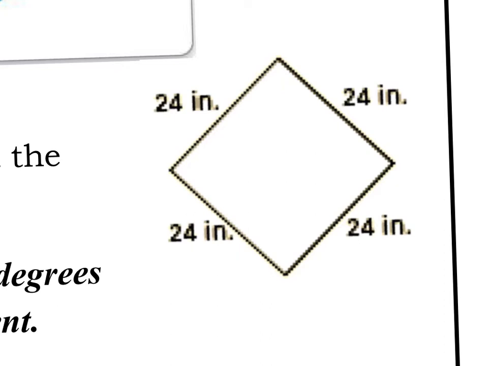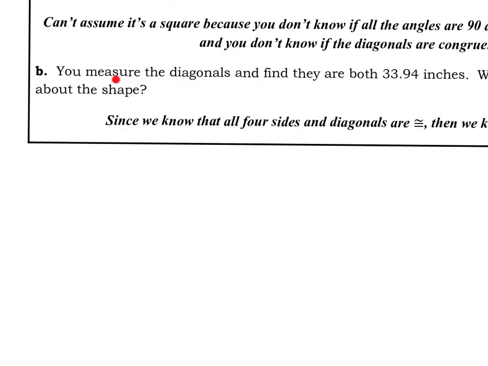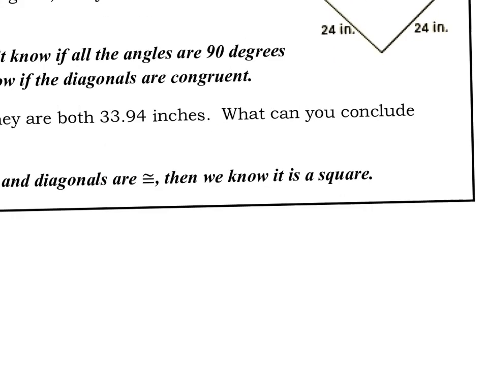So yeah, your first instinct might be to say, oh, it looks like a square, therefore it must be a square. But remember, in geometry, never assume anything's true unless it is given to you. So what can we conclude about this? We can conclude that it is a rhombus because all four sides are the same, but we don't know anything else about it. So therefore, all we know right now is that it's a rhombus, and the jury's still out on whether or not it is a square. Now, if they come back and say, you measured the diagonals and find they're both 33.94 inches, then that means the diagonals are also congruent. So since you know that all four sides were congruent and the diagonals were congruent, then yes, now you know it's a square.